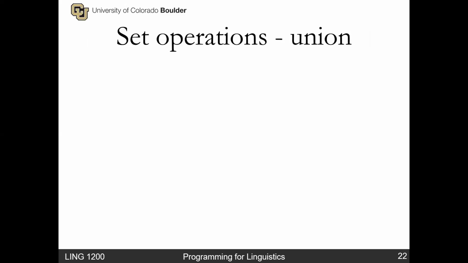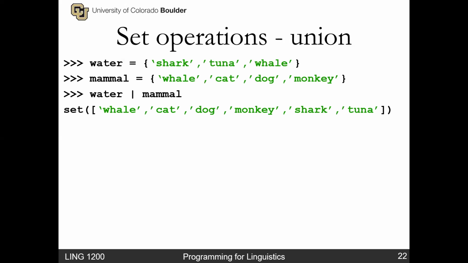We now turn to the union of two sets. The union of two sets is defined as the elements present in both the sets. For example, let water and mammal be two sets as defined. Their union, which is represented by the vertical bar, is given by whale, cat, dog, monkey, shark, tuna. Notice how the element whale appears only once.